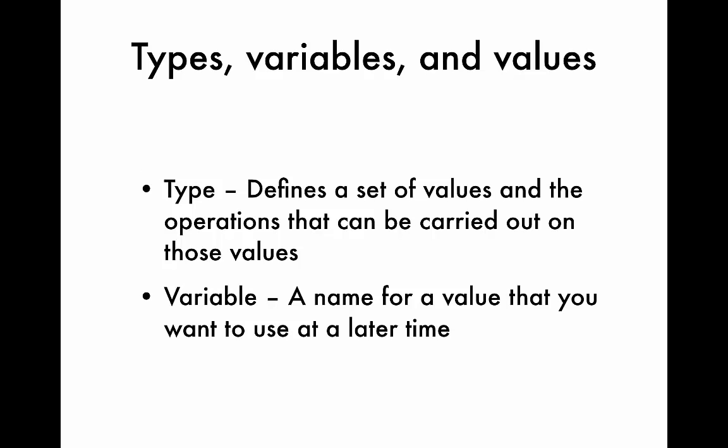A type defines a set of values and the operations that can be carried out on those values. So a type involves both data or values and operations. A variable is simply a name for a value that you want to use at a later time.